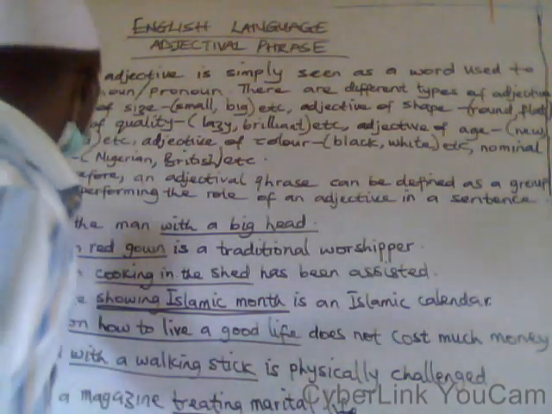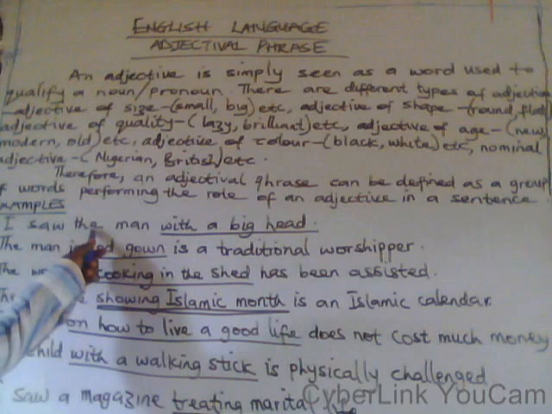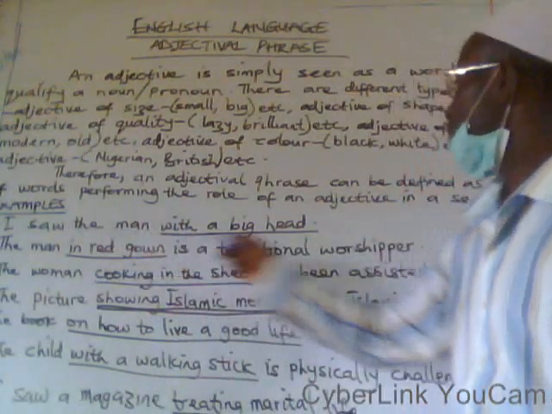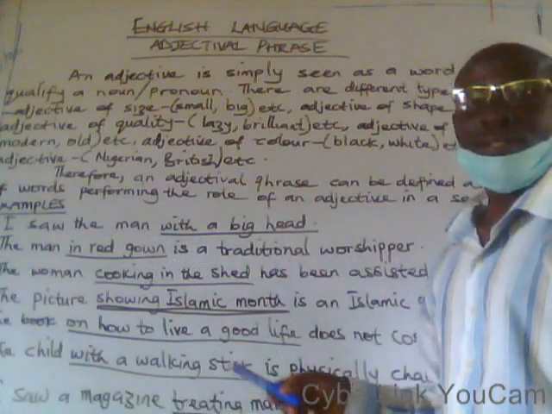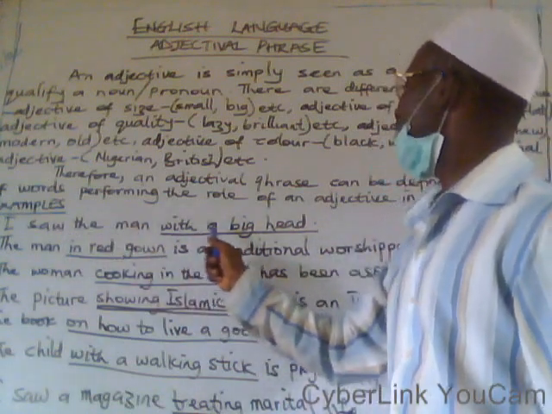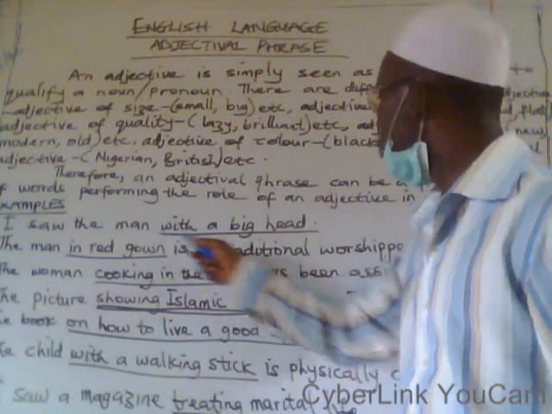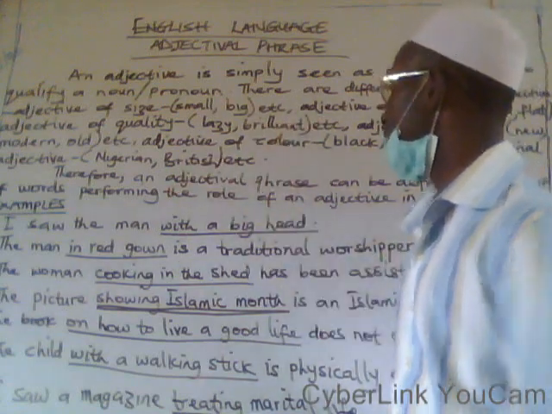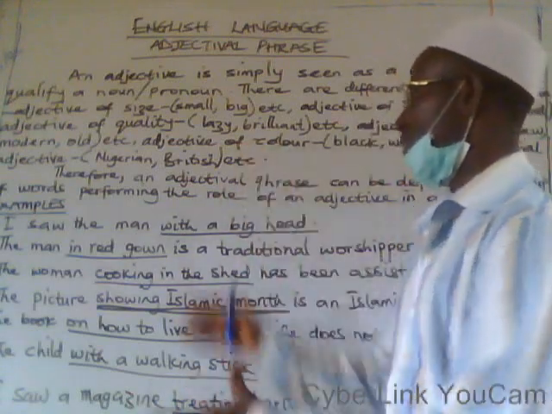Example one. I saw the man with a big head. I think you can see it. I saw the man with a big head. With a big head is an adjectival phrase here. It's not an adjective, but it's an adjectival phrase because it is a group of words. If it is just one word describing an object or a person, it's an adjective. Like I said, a lazy boy. So lazy is an adjective, it's not an adjectival phrase. So there is a difference between an adjective and an adjectival phrase.